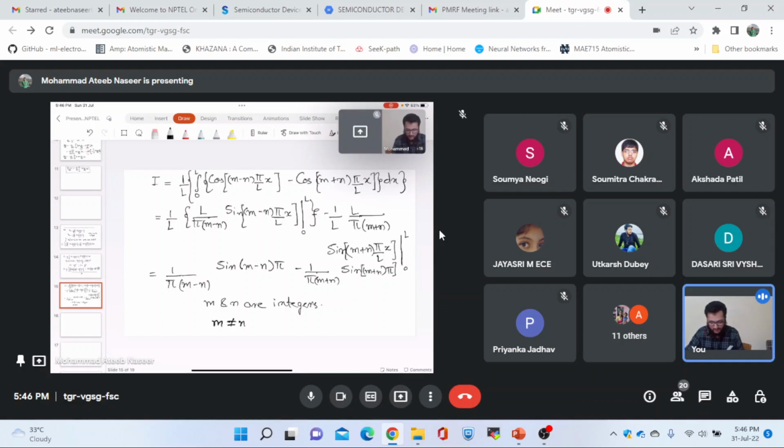So if we have any numbers for which m is not equal to n, this integral I will simply be equal to 0, because if we see that m has some value, let's say 4, and n has some value that is 2, then m minus n, 4 minus 2, will give us 2 pi, and similarly m plus n, 4 plus 2, will give us 6 pi, and we know that sine has the 0 value. So we have used just the property of sine for m not equal to n. We have just got this integral to be equal to 0.